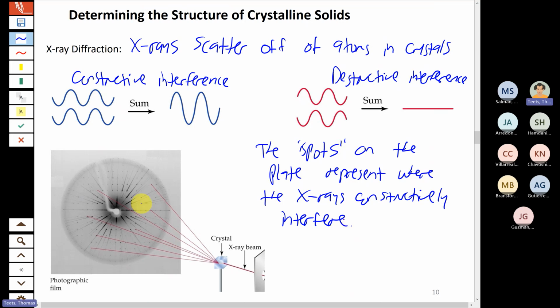So then basically what you do is you have this pattern of spots on the plate. You also rotate the crystal in all directions and measure that same pattern of spots for other orientations of the crystal relative to the X-ray beam. All that gets put together with a lot of math that we're going to barely cover in this class to then tell you what is the arrangement of the atoms that gave rise to that specific diffraction pattern.